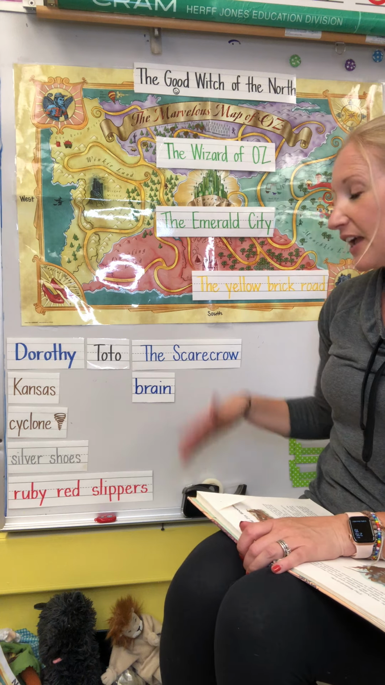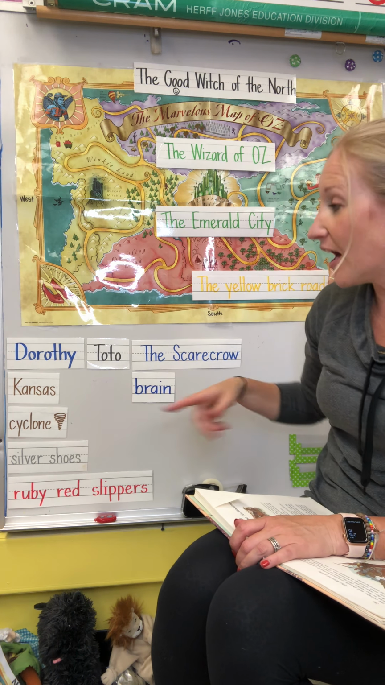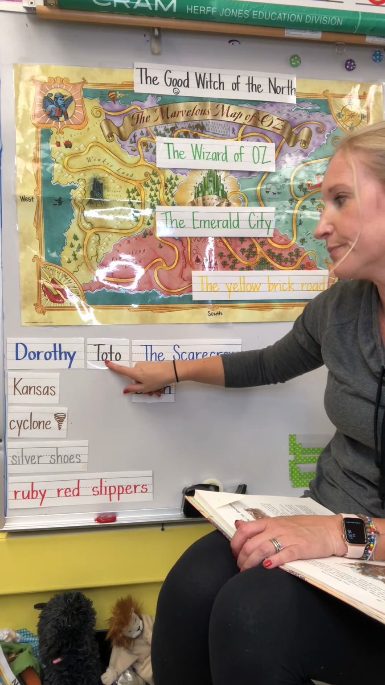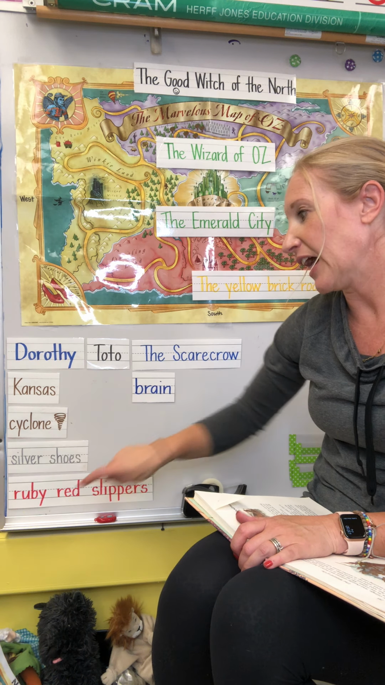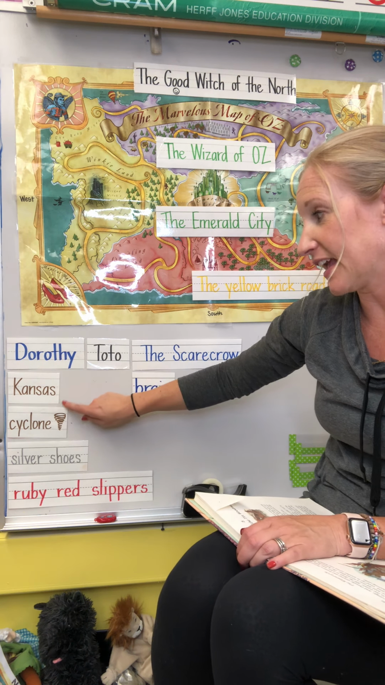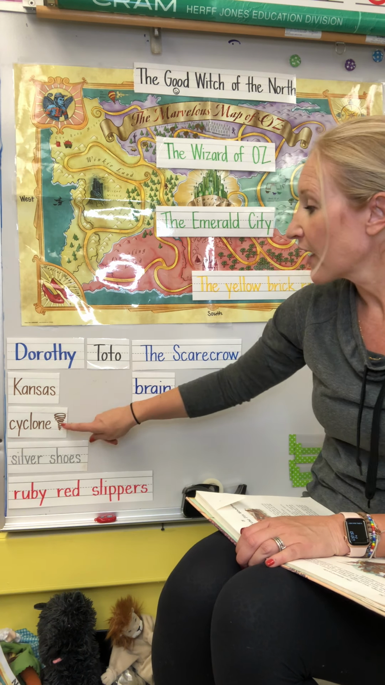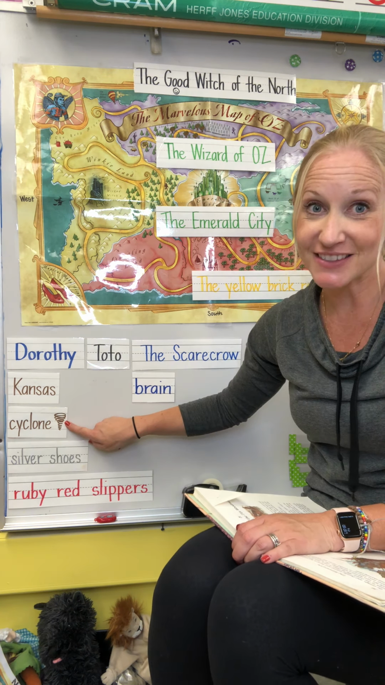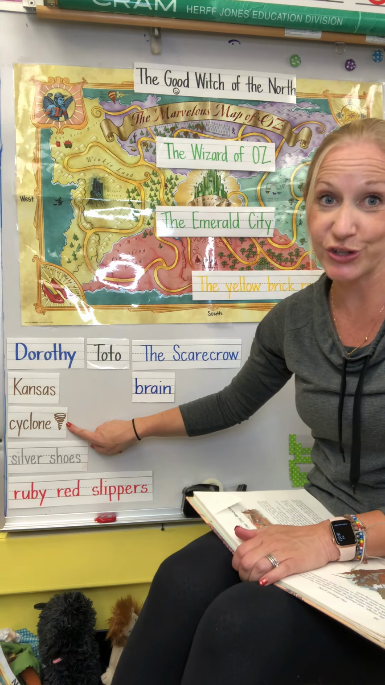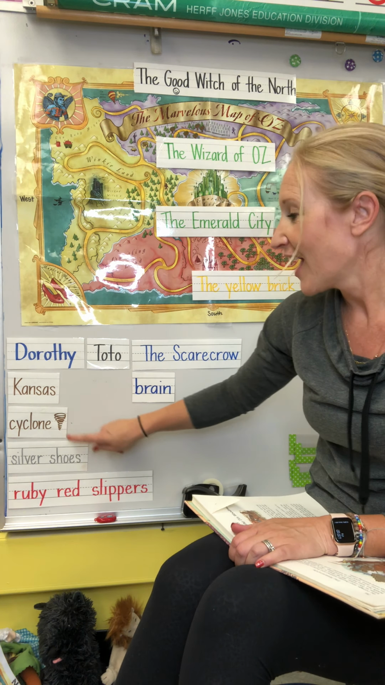So down here I have some more words for us. Here I have Dorothy and Toto. And under Dorothy I have words that go with her. I have Kansas, which is her home, which she wants to get back to. A cyclone, because that's what carried her home to Oz.